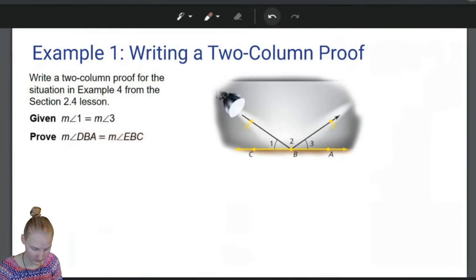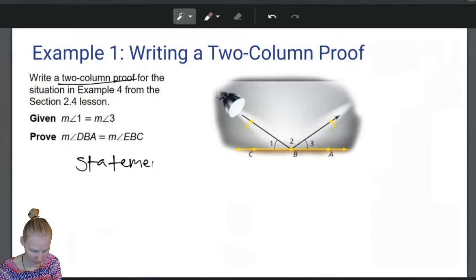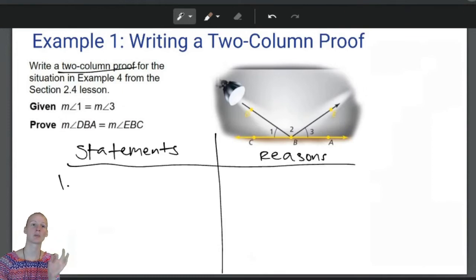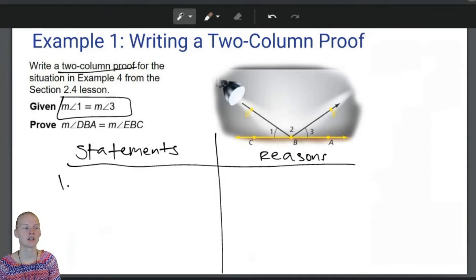So, what I'm going to do is I'm going to start my statements. It says to write a 2-column proof. So I'm going to have my statements over here and my reasons over here. Now, statement number 1 will always be what you are given, because you're given something and this is what you need to use. Anytime they give you something, you're going to need to use it to prove whatever you're trying to prove. So we're going to start with the given because we know we have to use it.